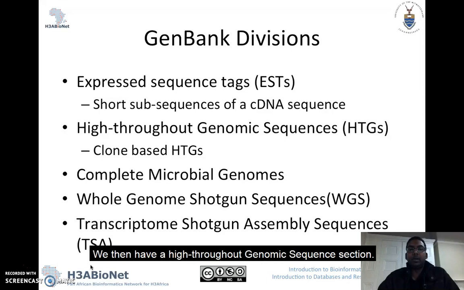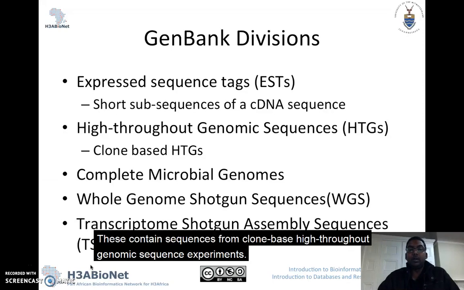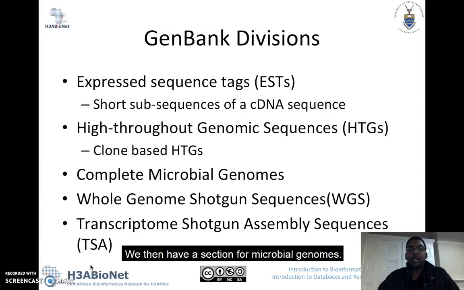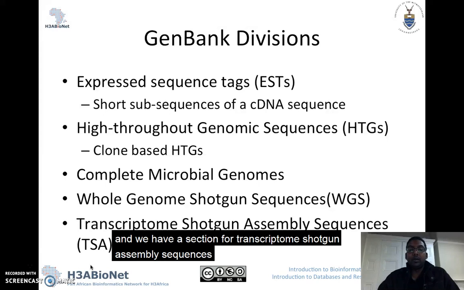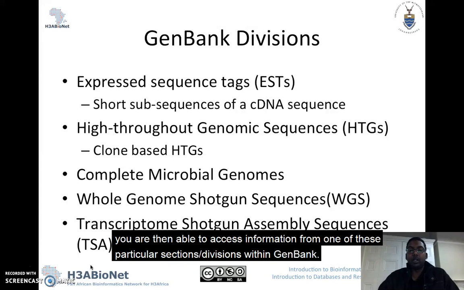We then have a high-throughput genomic sequence section, and these contain sequences from clone-based high-throughput genomic sequence experiments. We then have a section for microbial genomes. We have a section for whole genome shotgun sequences, and we have a section for transcriptome shotgun assembly sequences. So again, with the main database you will have access to all sequences. However, if you're interested only in a subset of the database, you're able to access information from one of these particular sections or divisions within GenBank.